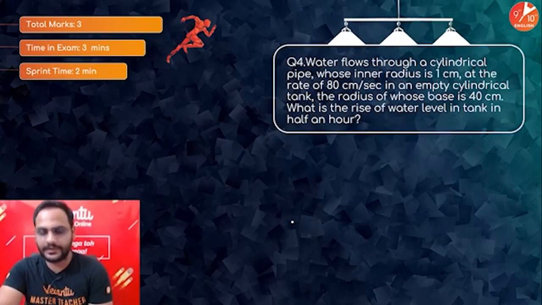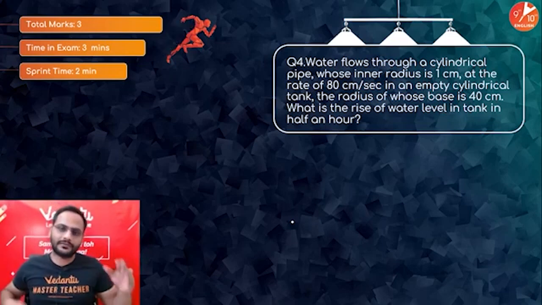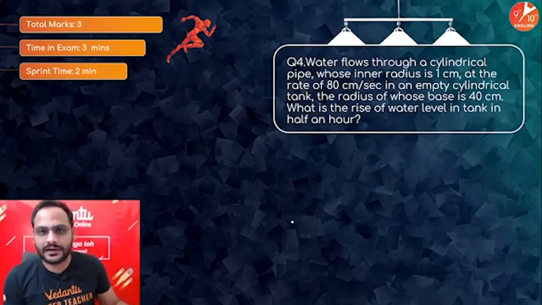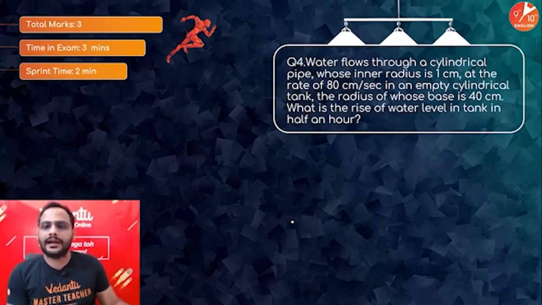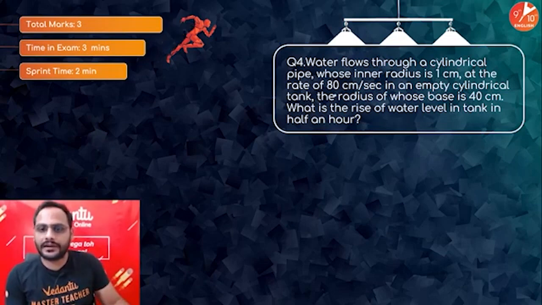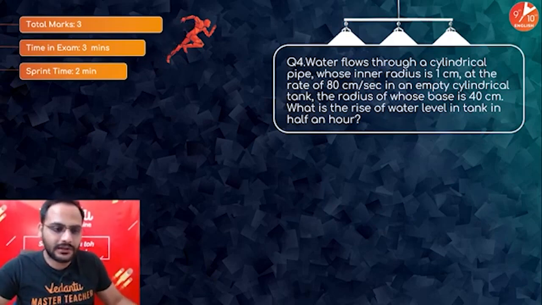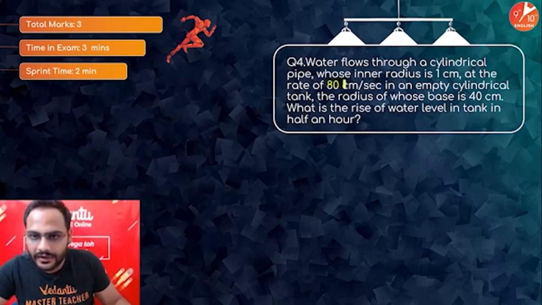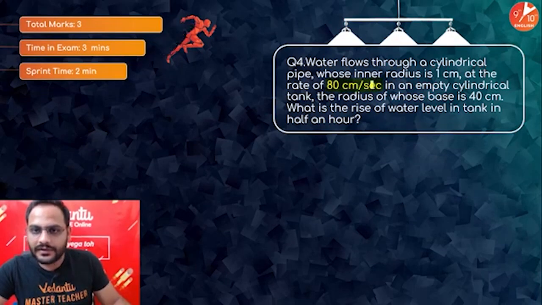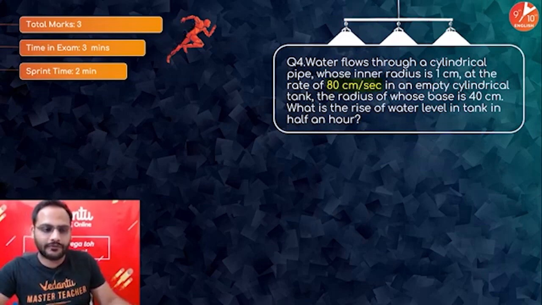Next question. What do we have over here? Water flows through a cylindrical pipe whose inner radius is 1 centimeter. So we have a pipe whose inner radius is given as 1 centimeter, and water is flowing at the rate of 80 centimeter per second in an empty cylindrical tank. Now try to look at the unit of this rate. Rate is given as 80 centimeter per second. That means it is telling you this much length of water.